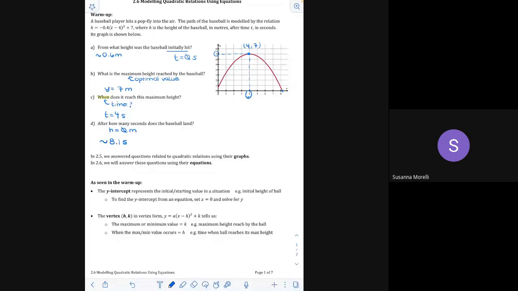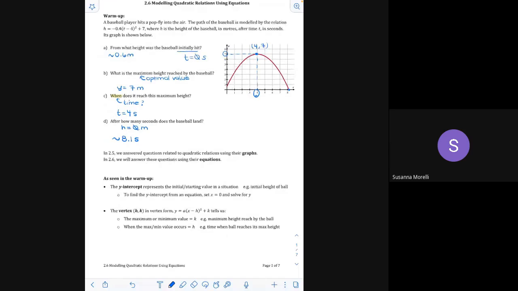So there you have it. And again, this is getting information from the graph only and not using the equation. Therefore, these are approximate answers, the best we could.